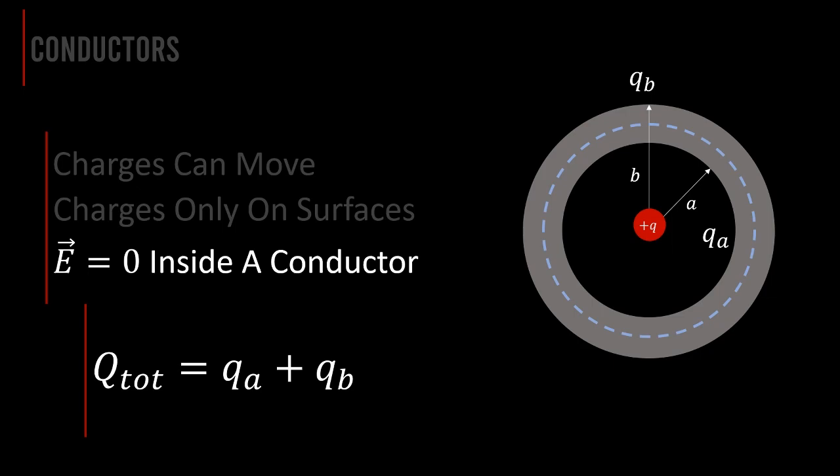And then if Q sub A is equal to minus Q, then Q sub B is going to be plus Q. But this total charge that I put on the surface could be whatever I want. The shell, that is. The surface is slightly different.